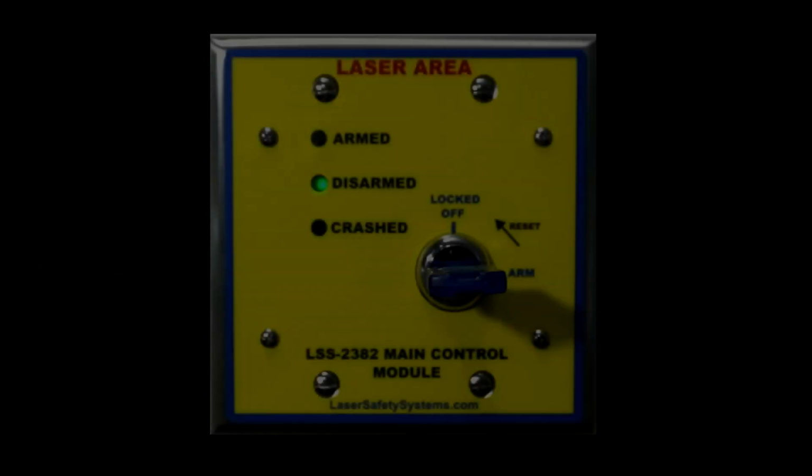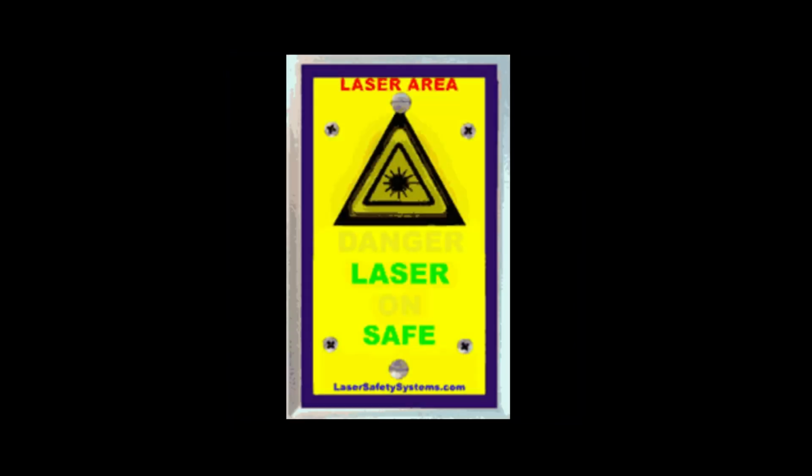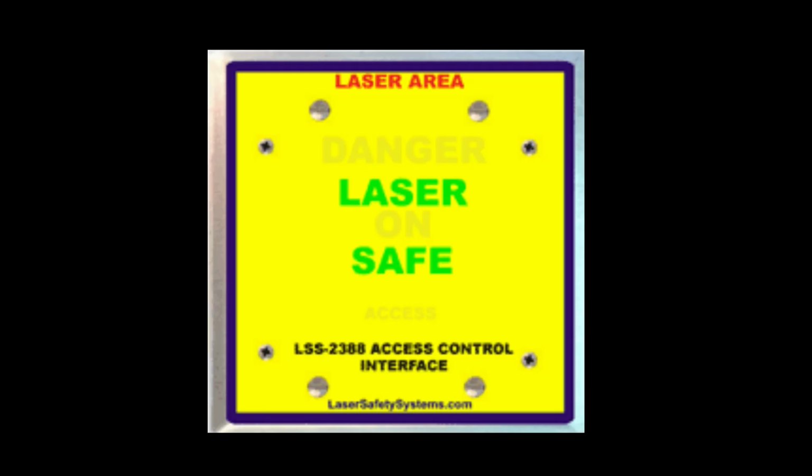Next, we take a look at the expected system response when the system is in the safe, ready to arm state. If you've cleared all the faults and the system wiring is properly installed, you should now find the main control module is indicating the disarmed state. On the LSS-2380 warning module and the LSS-2388 Defeatable Access Control module, we see the Laser Safe text is a solid green instead of the flashing condition that was shown in the crashed state.